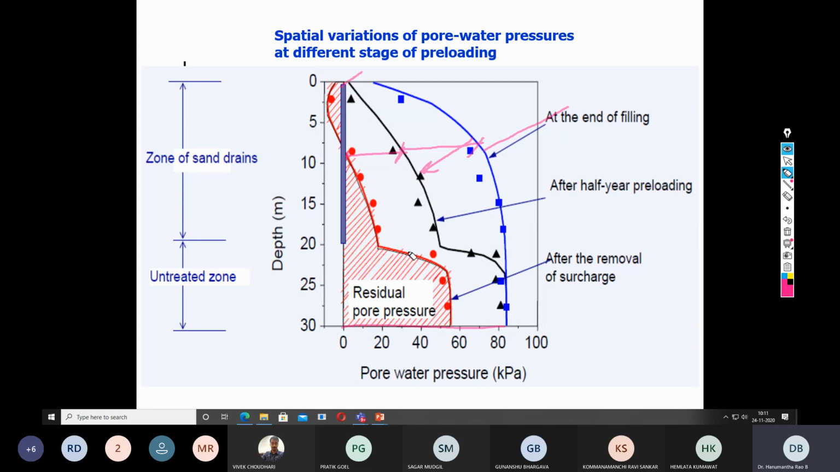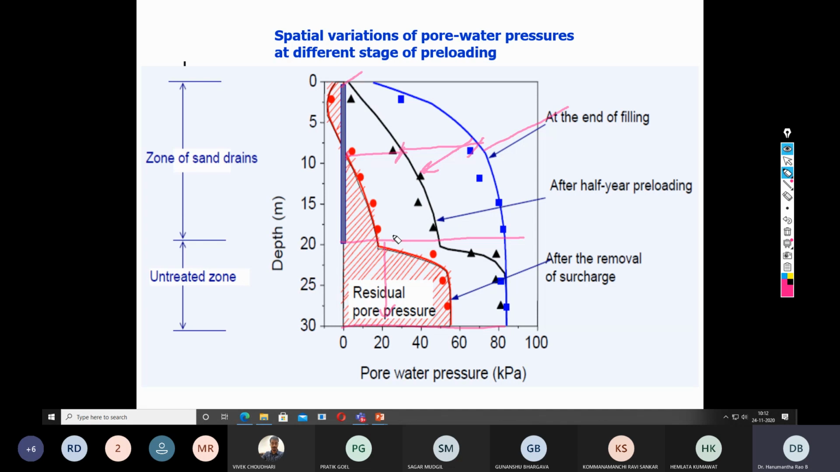Another important point you can observe is that this is the bottommost point of the sand drain. Above it there was a huge change in the pore water pressure condition, but below it there was no change in pore water pressure at all. That means whatever the depth up to which the sand drain has been provided, it can dewater only that particular zone, or it can accelerate the consolidation only in that particular zone.